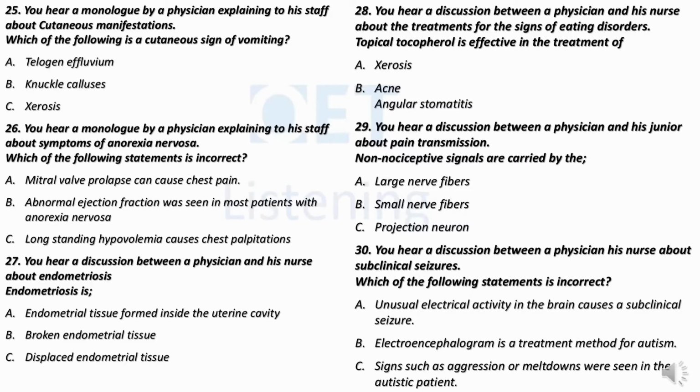At times, subclinical seizures are mistaken for the abnormal behavior of autistic patients. For instance, an autistic student showed good cognitive development in his studies last year. However, this year, his progress has slowed down. Signs such as aggression or meltdowns were seen in the patient. He used to daydream and ignore others when anyone asked him anything. This condition was mistaken by his parents for autism.